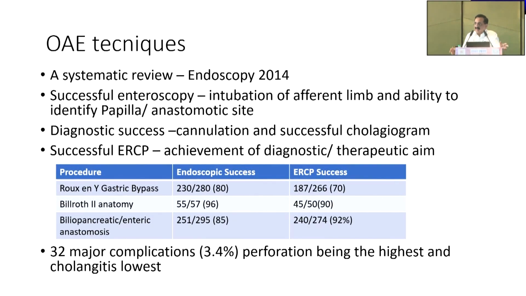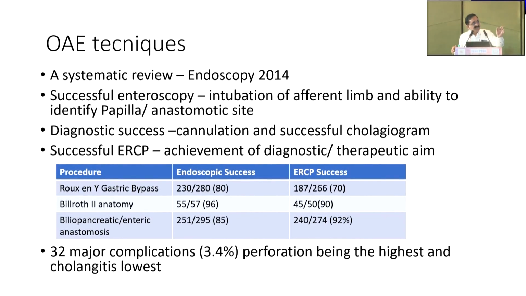Despite my large experience, I can tell you sometimes it is extremely difficult to differentiate which loop is afferent and which loop is efferent. And once you enter the afferent loop, you can spend hours together searching for the papilla and you won't get it. And that has to be understood very clearly, because that determines the outcome.